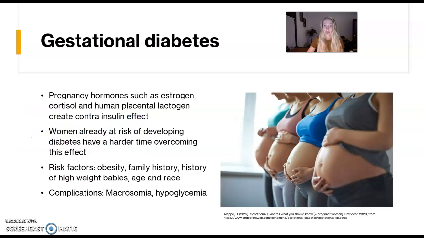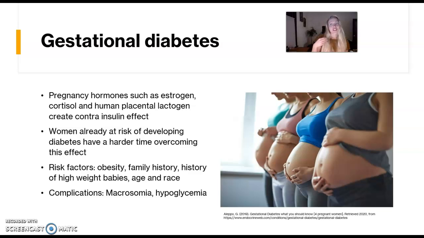In gestational diabetes, the pregnancy hormones estrogen, cortisol, and human placental lactogen create a contra-insulin effect. That means that they're blocking the insulin from working. And this actually happens in most females who have a pregnancy. You have these hormones that are blocking some of insulin's ability to help you absorb glucose.